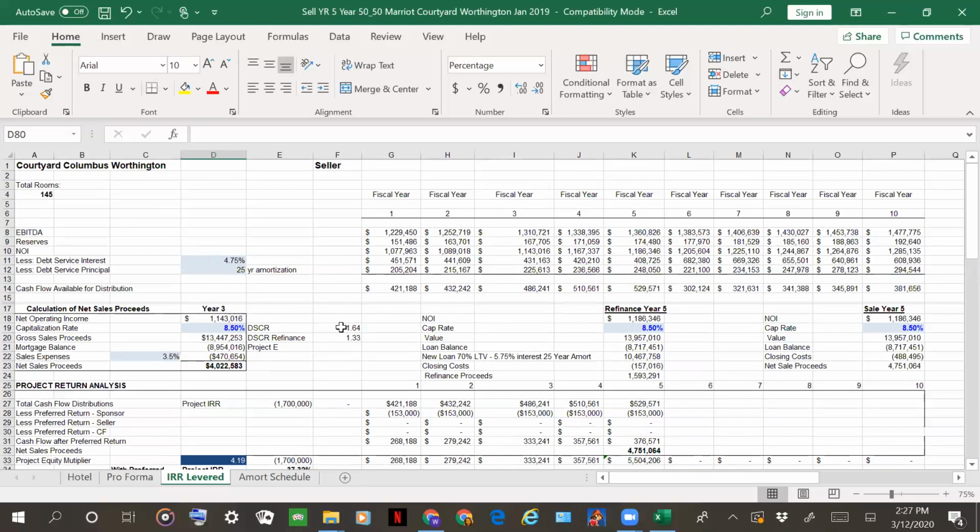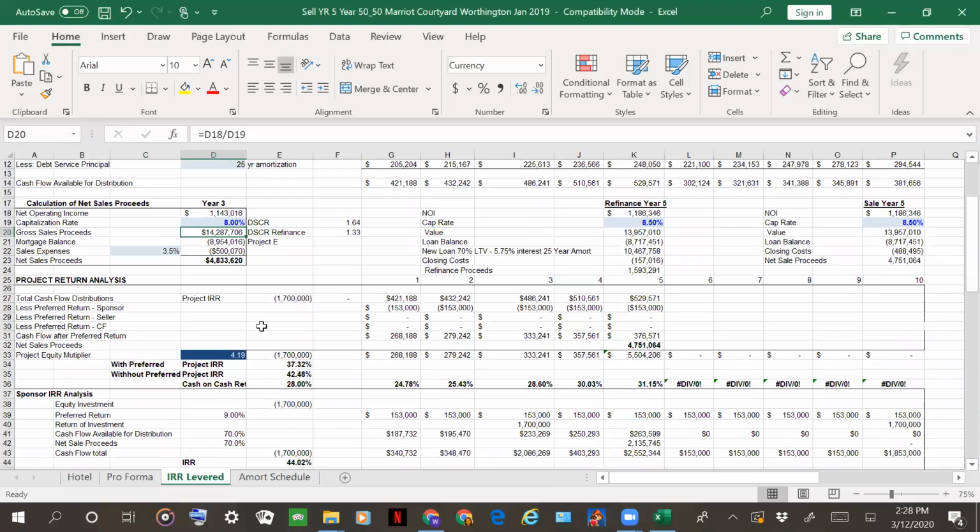So if you take this at an 8 cap, which is very conservative, it actually should sell at 8 at least, that gives you a value of 14.2. And so you minus the mortgage, you minus sales expenses, and you have 4.8 million in net sale proceeds. All right.